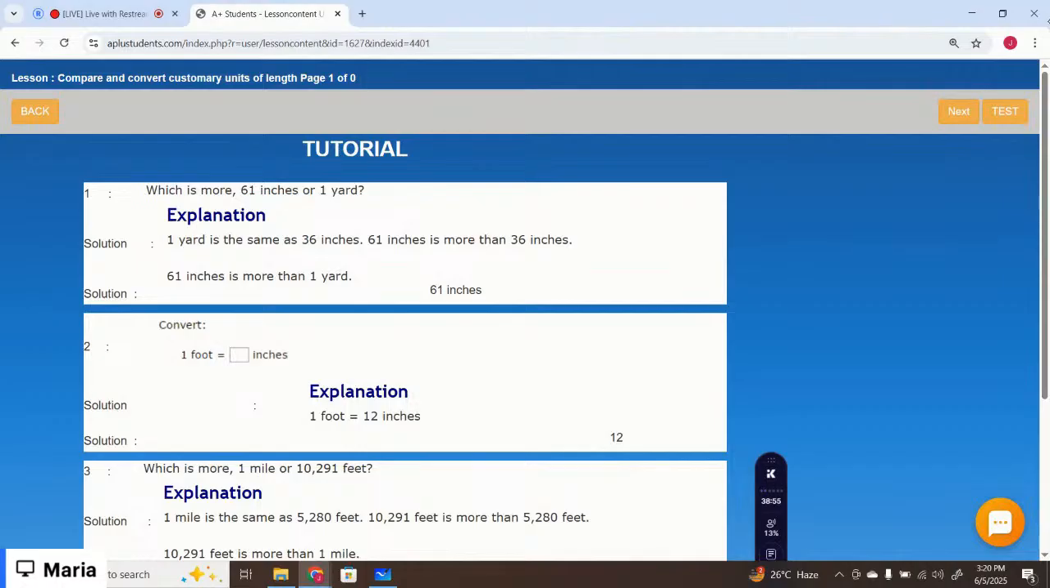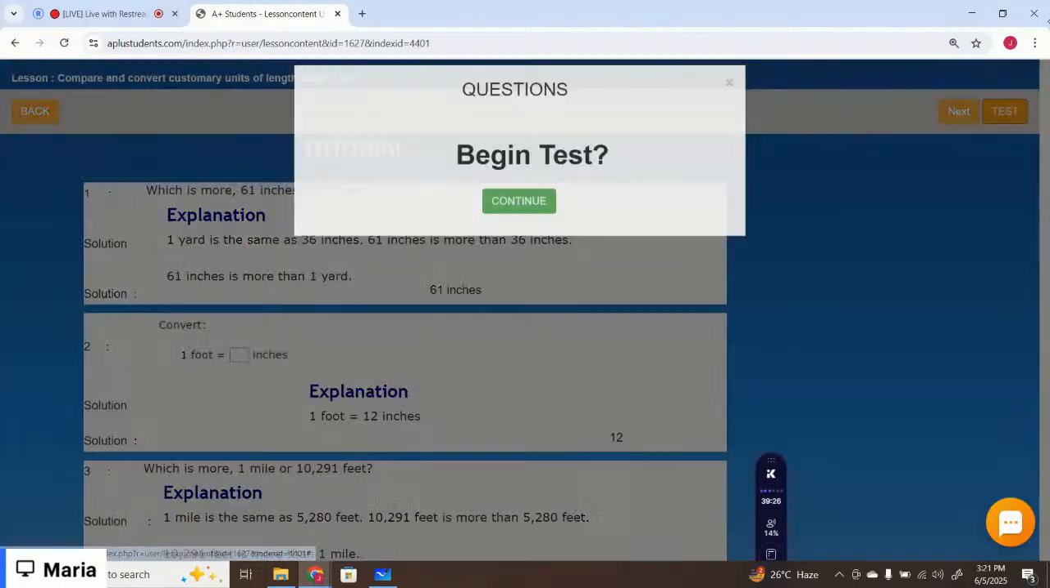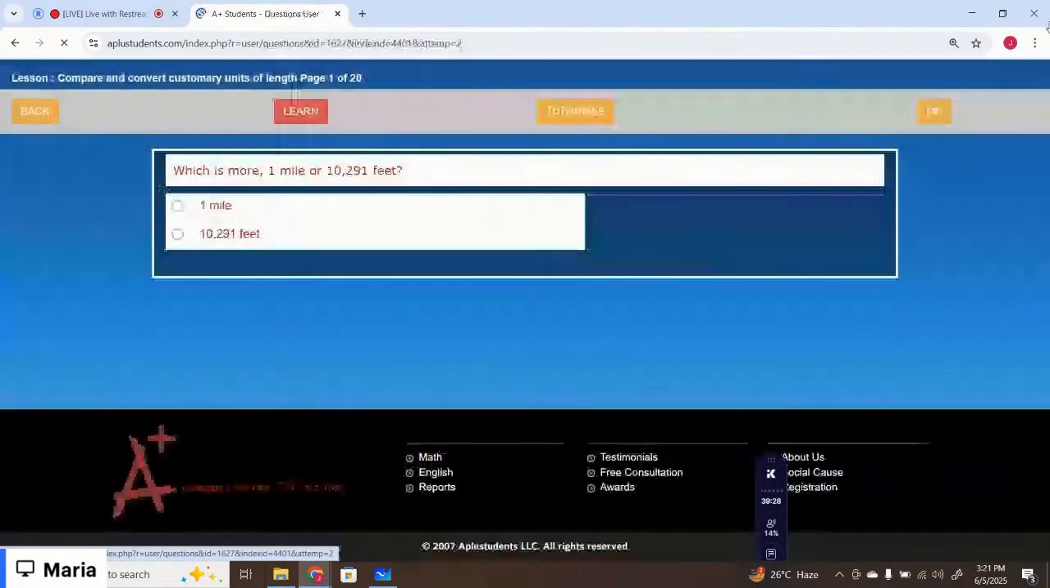Which is more, 61 inches or 1 yard? One yard is the same as 36 inches. So 61 inches is more than 1 yard. Let's just start with the test questions.